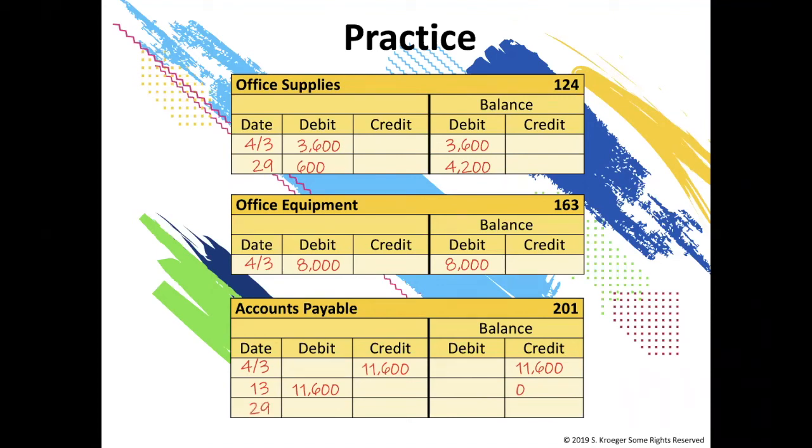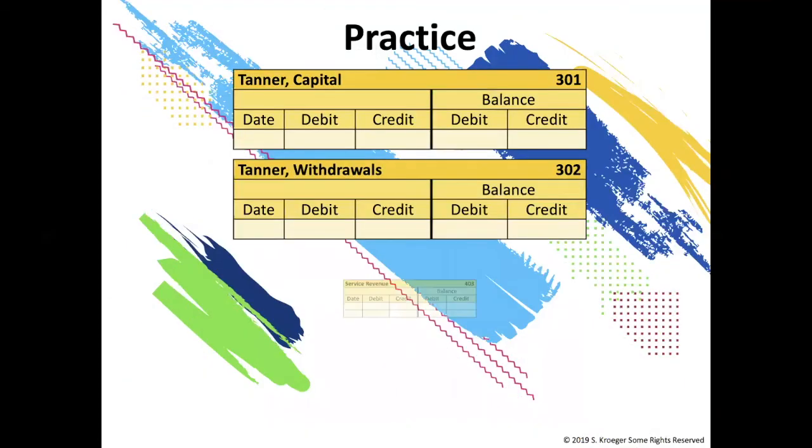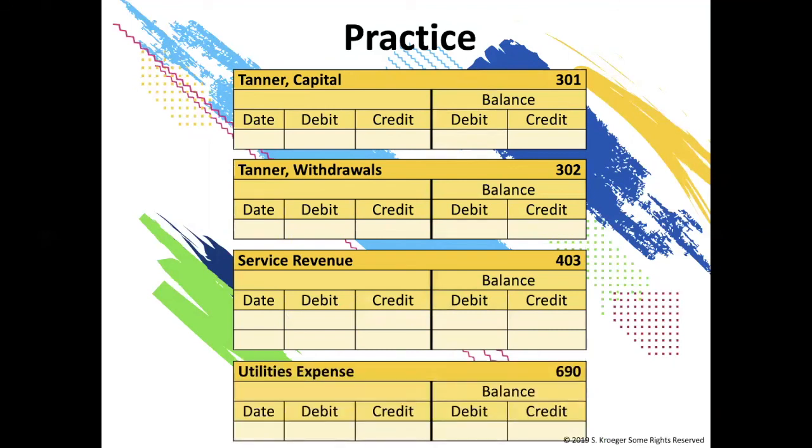On the last date, the 29th, it was a credit of $600. Since my prior balance was 0, my new balance would just be the $600. Therefore, at the end of the month of April, I only owe $600. The next accounts we'll look at are the capital account, the withdrawals account, the revenue, and then the expense account. So let's look at the capital account first.